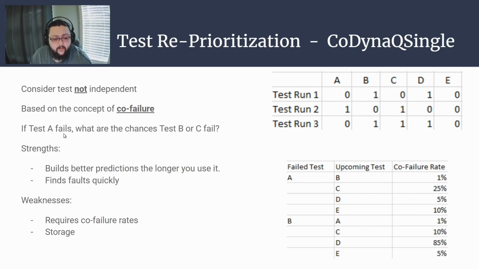If test A fails, what are the chances that test B or C fail? If you keep a log of all of the tests that you run, you'll eventually notice connections. For example, here you can see that every time test B fails, test D also fails. After you collect enough data, you can eventually derive the failure of one test in terms of another. For example, when test B fails, you can see that test D will fail 85% of the time. This means that they have a high cofailure rate, and that if test B ever fails, you should immediately prioritize test D to see if it fails.